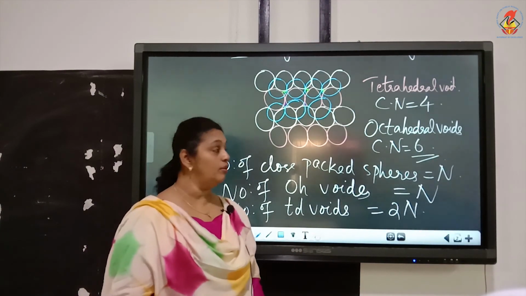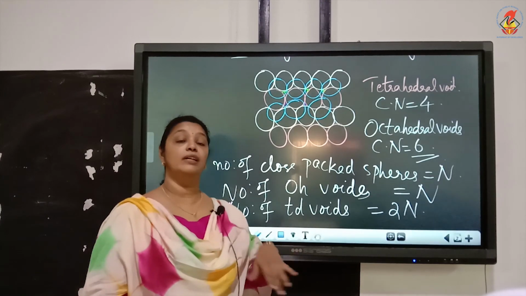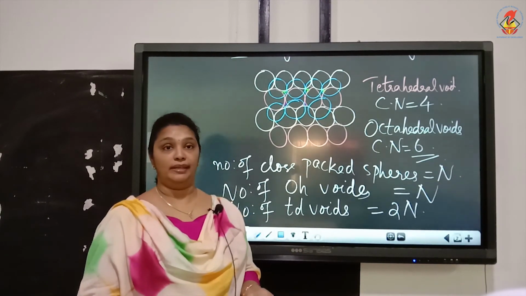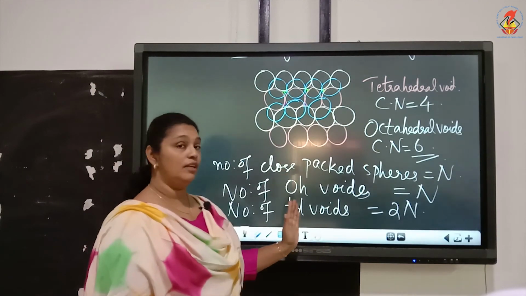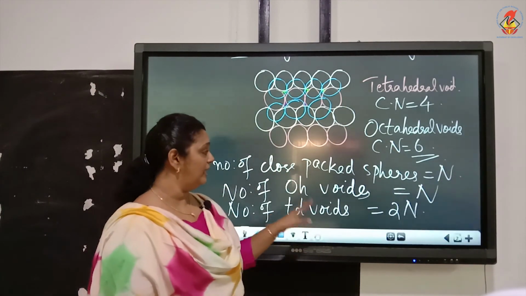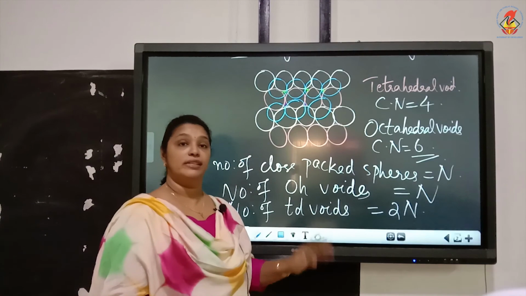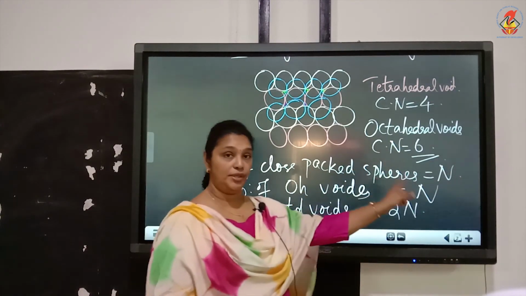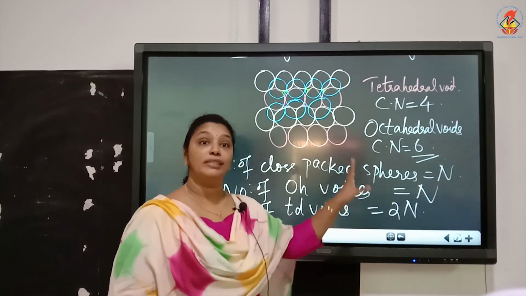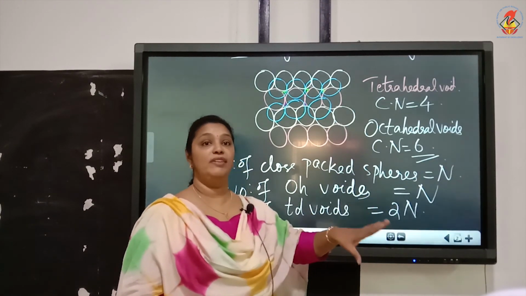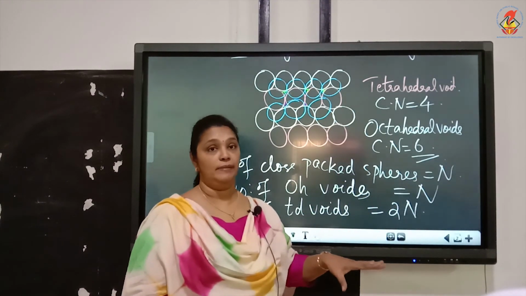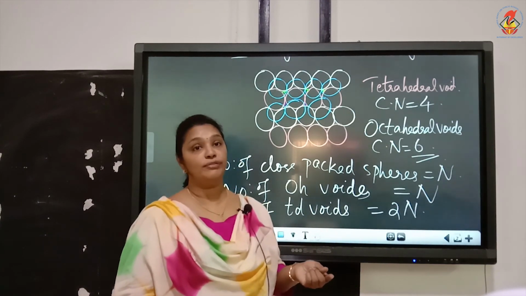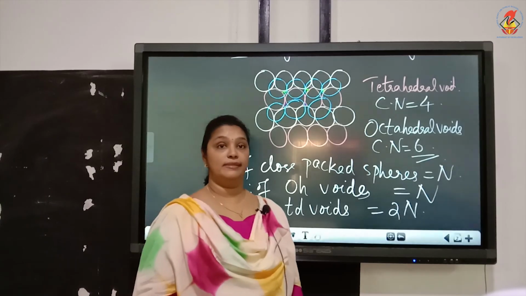So this is about placing a second layer over the first layer in three-dimensional close packing. In hexagonal close packing in 3 dimensions, we get 2 voids, tetrahedral and octahedral, and if the number of close packed spheres is equal to capital N, then the number of octahedral voids present will also be equal to capital N, and the number of tetrahedral voids will be twice the number of octahedral voids. Thank you.